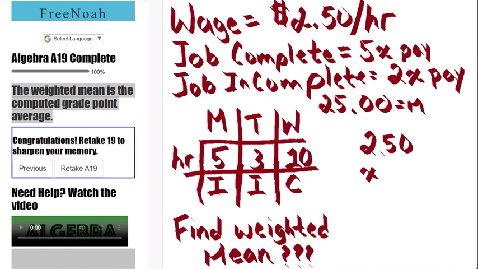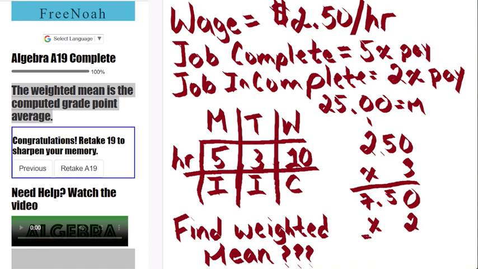Alright, so now let's calculate Tuesday. So he worked for 3 hours on a Tuesday. So he's got $2.50 here, and he worked for 3 hours. 0 times 3, that's 0. 5 times 3, well, that's 15. Drop the 5, carry over the 1, and 2 times 3 is 6, plus 1 is 7. So we have $7.50, and he did not complete his job obligations or his Call of Duty there. He only gets paid twice for the day.